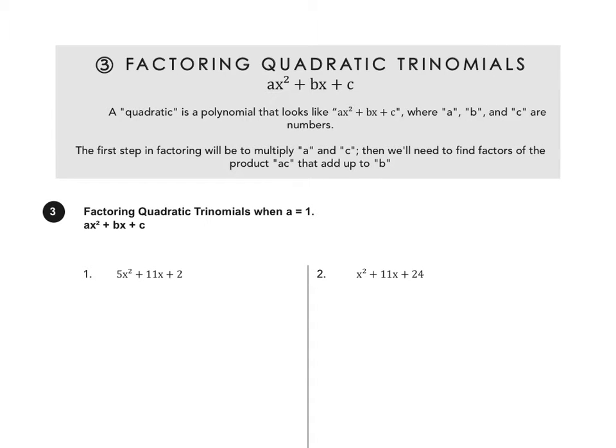The last method of factoring that we will review is factoring quadratic trinomials. Quadratic trinomials are in the form of ax squared plus bx plus c, where a, b, and c are numbers. Previously, you may have learned different methods to factor quadratic trinomials. We are only going to be reviewing one of them today. We are going to review the method that always works. Again, this method works with all quadratic trinomials, as long as they're factorable.